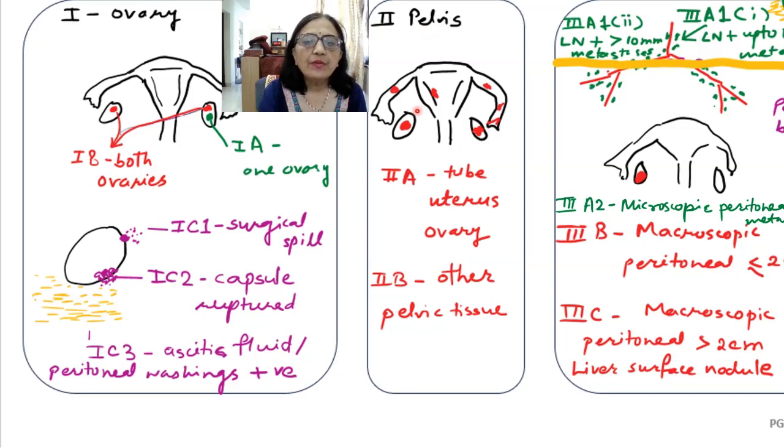Stage 2 is spread to the pelvis. 2A is when the spread is to the tube, uterus or opposite ovary. And 2B is other pelvic tissues, such as pelvic peritoneal involvement.